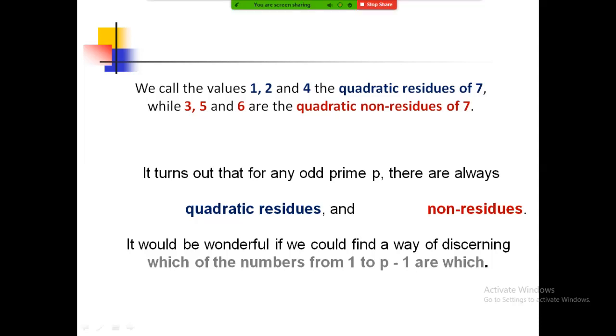Next. It turns out that for any odd prime number p, there are always quadratic residues and non-residues. It's not for a general prime number, it's for any odd prime p. How many quadratic residues are there? P minus 1 by 2 quadratic residues, and again P minus 1 by 2 non-residues.